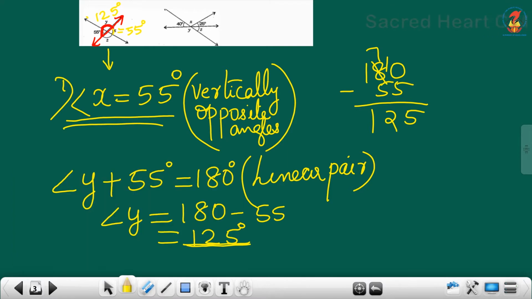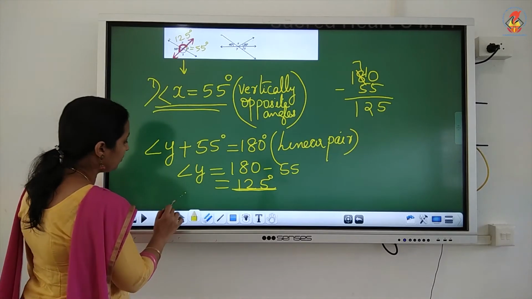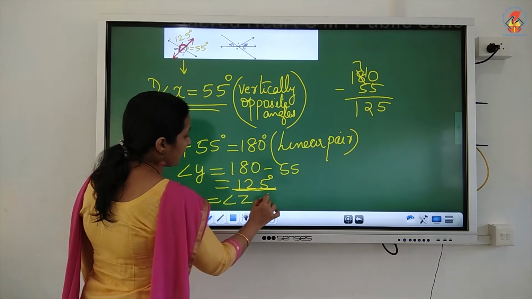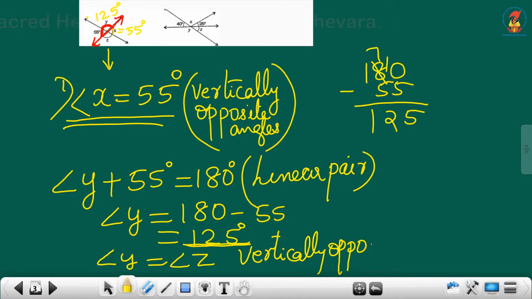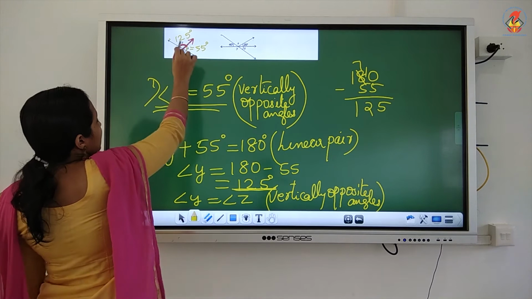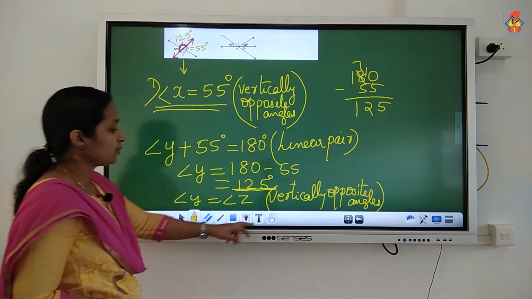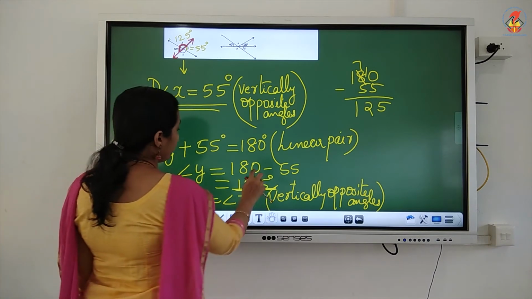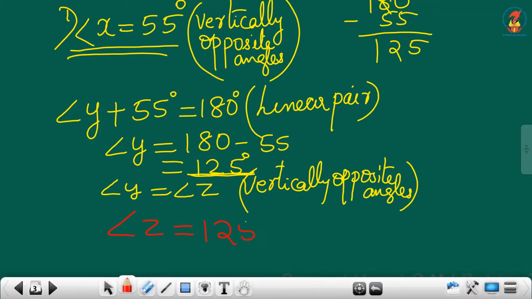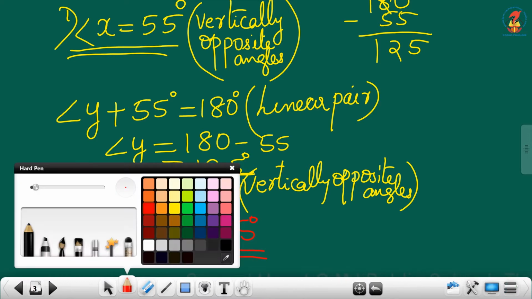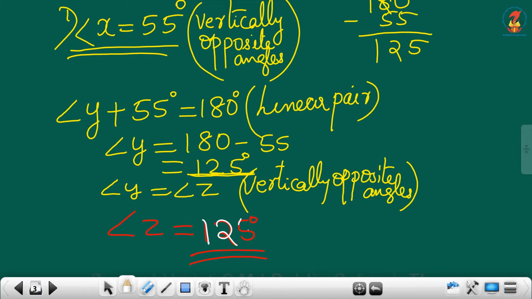We already studied that vertically opposite angles are equal. Angle y is equal to angle z because they are vertically opposite angles. So angle z is equal to what? 125 degree. What is the reason? Vertically opposite angles are equal.